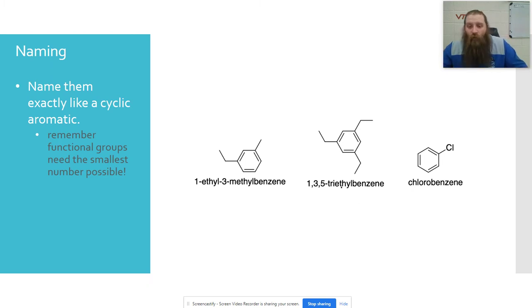Now, here in the middle, I have 1,3,5 triethyl benzene because I have ethyls at all 3 points. And it doesn't matter if I label it that way or I label it that way, as long as one of these has a 1, because it needs to have the smallest possible number. Over here on the right, we have one that's a little different. It's a functional group, but not one made of other carbons. It's actually a halogen functional group, and so we just call it chlorobenzene. We could put an F there and call it fluorobenzene. We could put a Br there and call it bromobenzene. All of those would be fine.